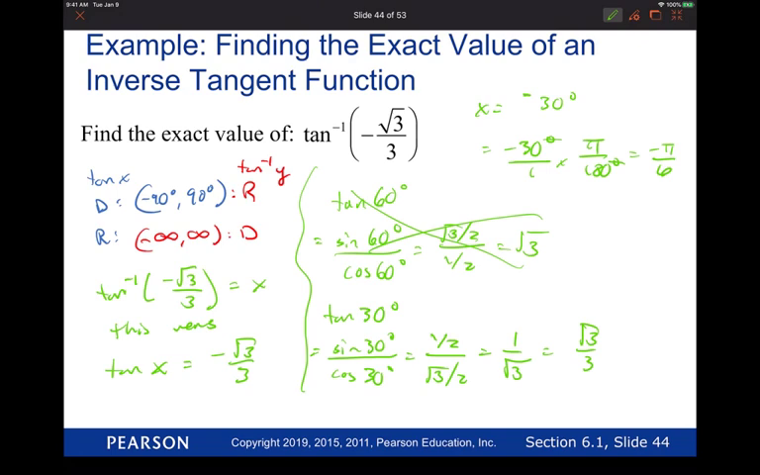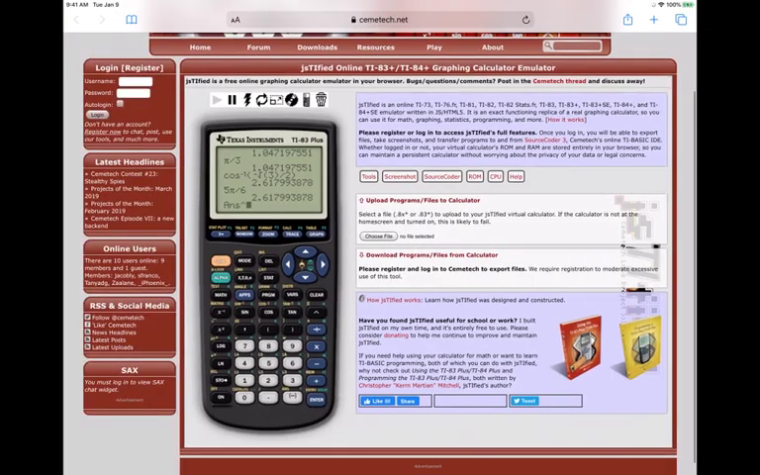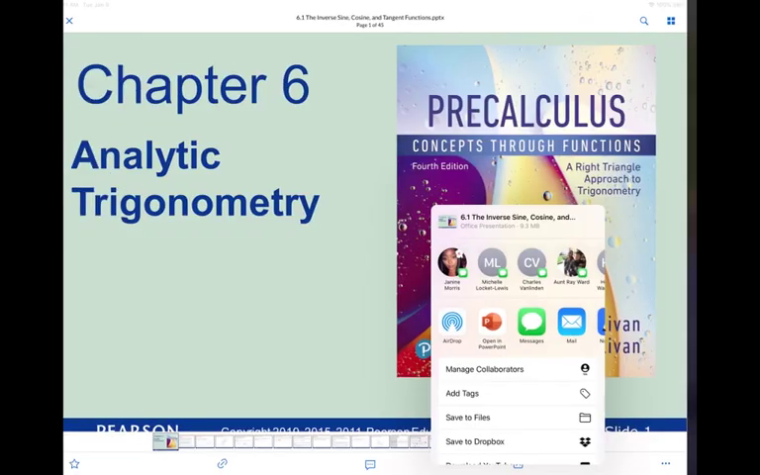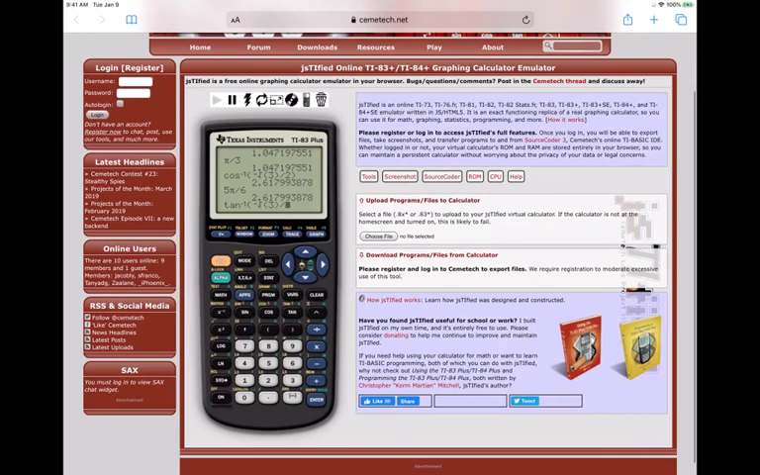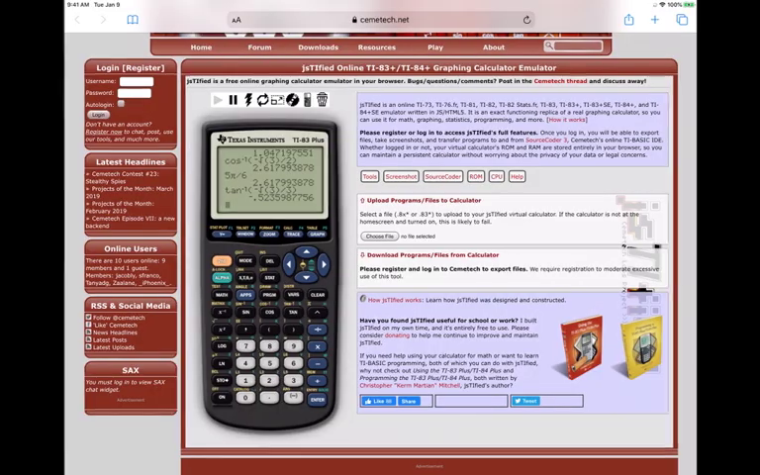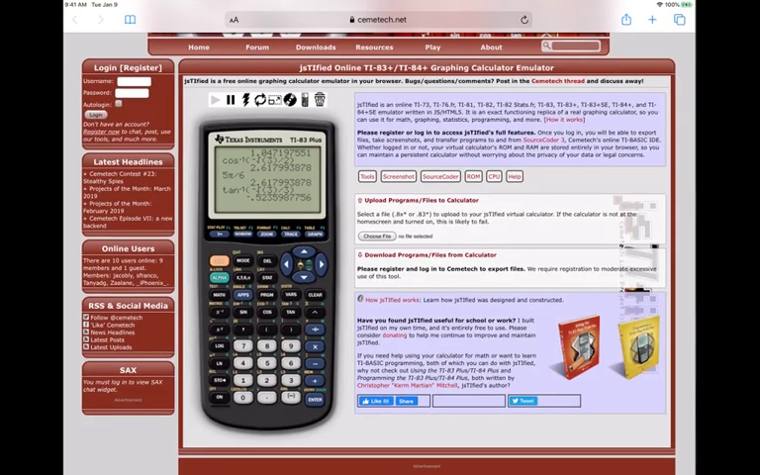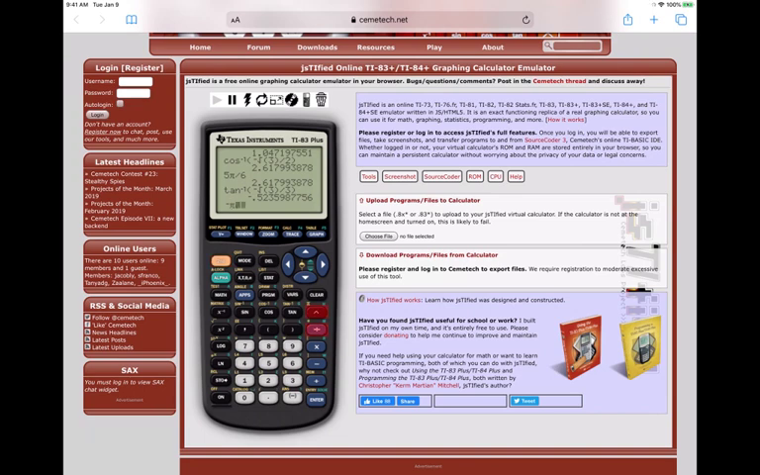Before we look at the answer, we're just going to check it in the calculator. All right, negative root 3 over 3. We're going to go to mode, we're in radians. We're going to do inverse tan of negative square root of 3 over 3. We should get a negative decimal. We said that that was negative pi over 6. So let's do negative pi over 6. And it's the same.